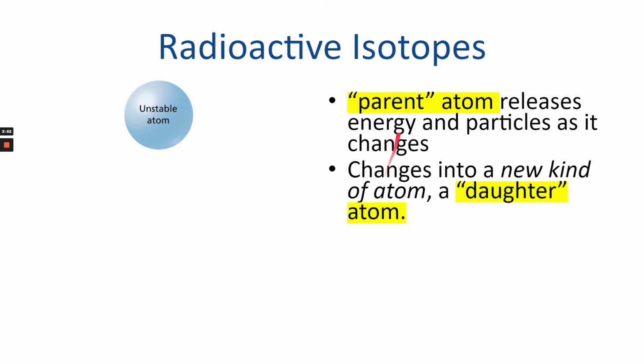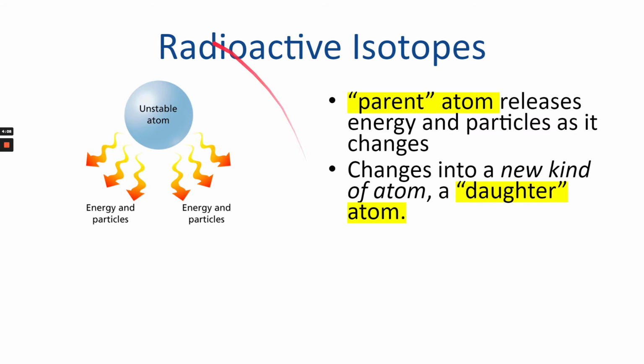So what happens is you have an unstable parent atom. Because it's unstable, it can't stay the way that it is. It gives off energy and particles and changes into a new kind of atom known as the daughter atom. So this unstable atom releases some energy, releases some particles, and then what's left is a stable daughter atom or daughter product.